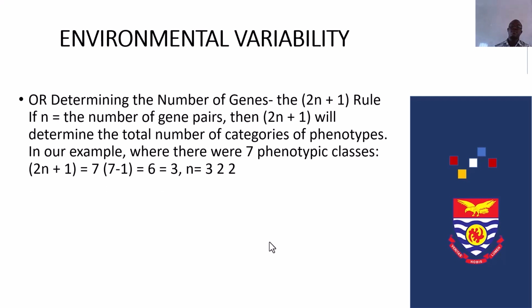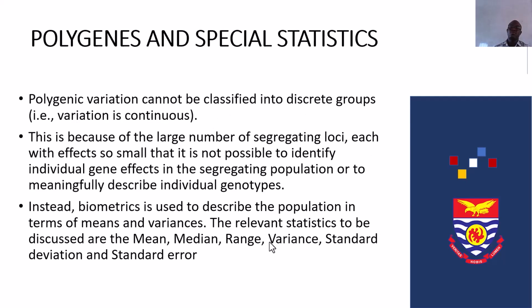Alternatively, determine the number of genes using the (2n + 1) rule. If n equals the number of gene pairs, then 2n + 1 will determine the total number of categories of phenotypes. So in our example where there were 7 phenotypic classes, 2n + 1 = 7, so 2n = 7 minus 1 equals 6, and n = 3.